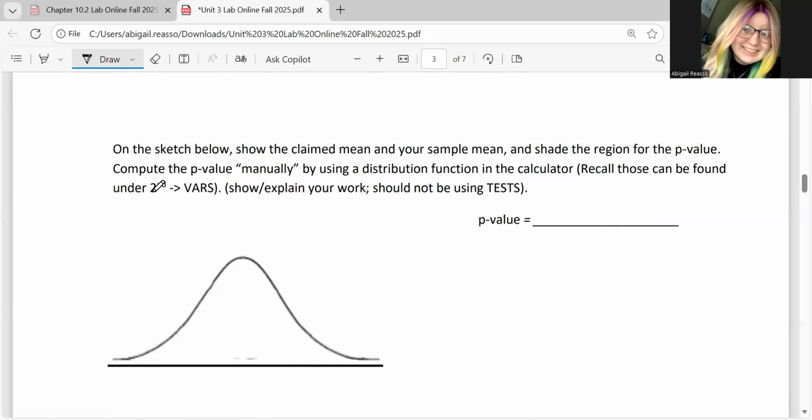Remember, those are under second vars. We do not want to be using the test functions on this problem because we want to calculate it again, in quotes, manually. So be sure to show your work down here and answer your question here. P-value should be rounded to 4 decimal places.